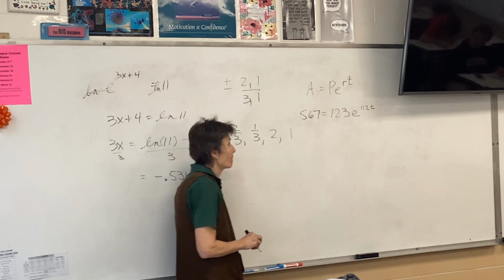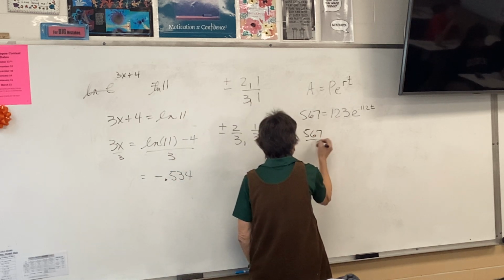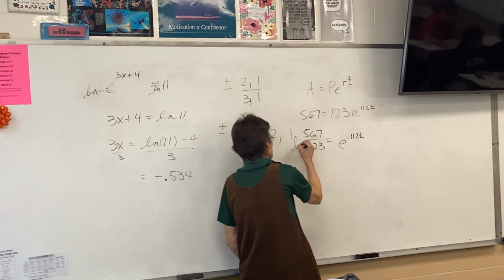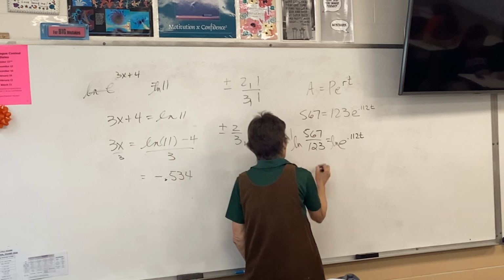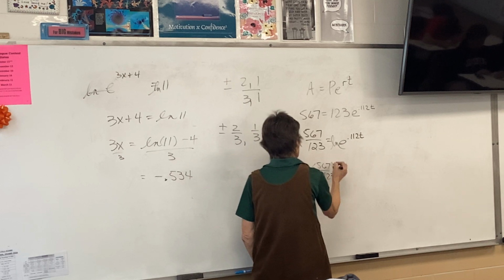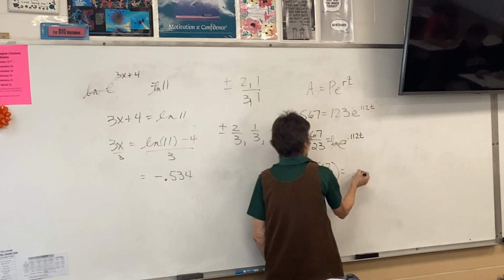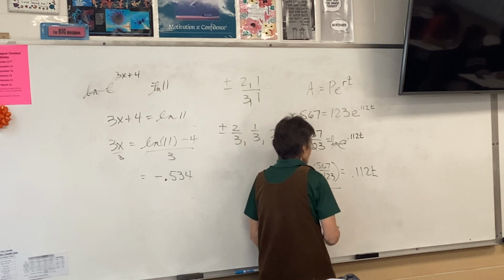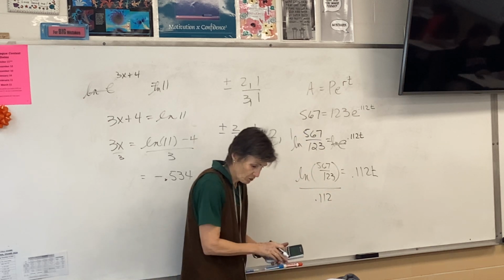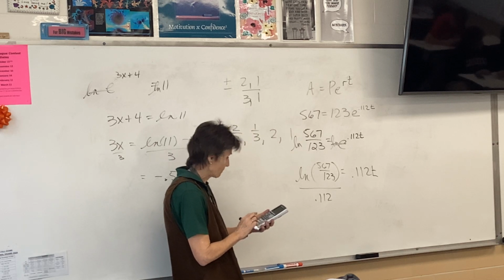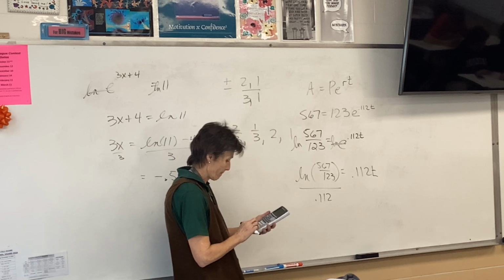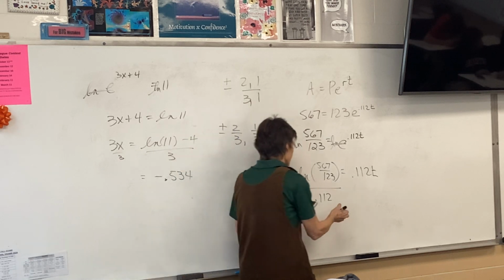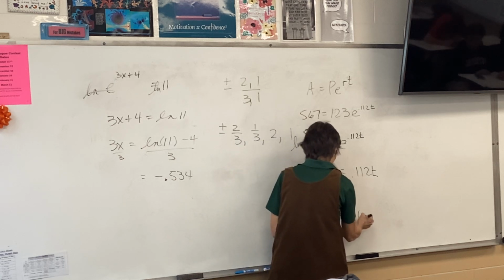Now what? Divide. So 567 over 123, ln both sides. So ln of 567 over 123 equals 0.112t. Divide by 0.112. And we should all get 13.644.